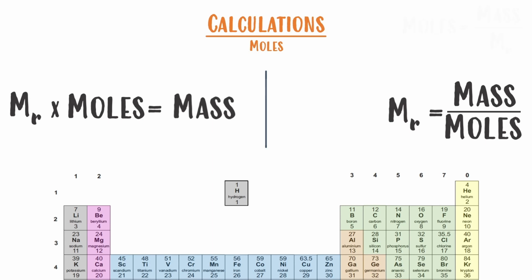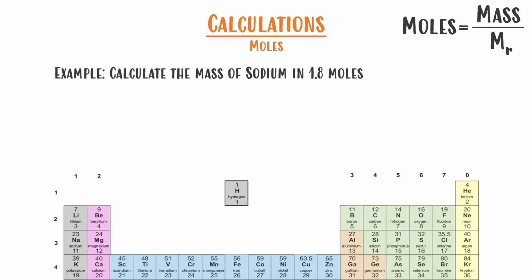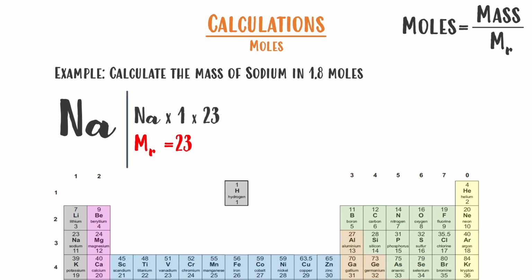Right, let's try using that new formula. This example, calculate the mass of sodium in 1.8 moles. To do that, we first work out the MR. We have sodium with an MR of 23, and we input our numbers again, where mass equals moles times MR, 1.8 times 23. We have 41.4 grams.